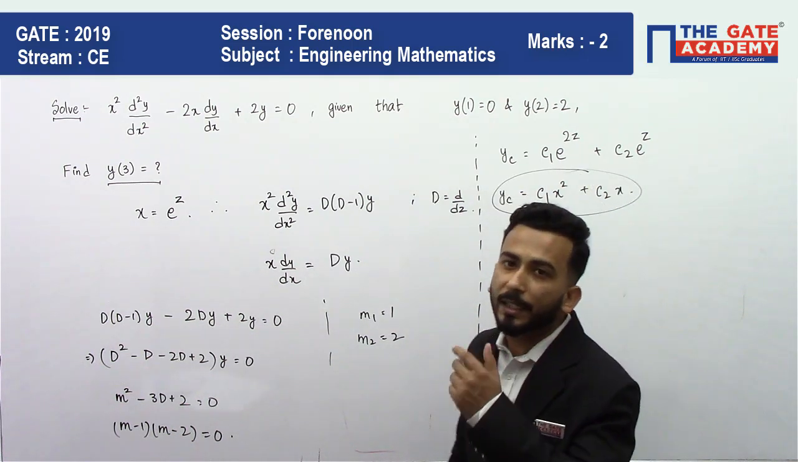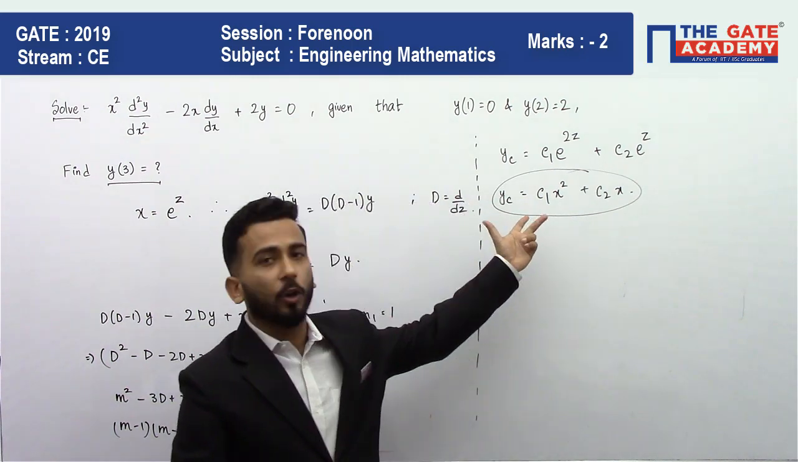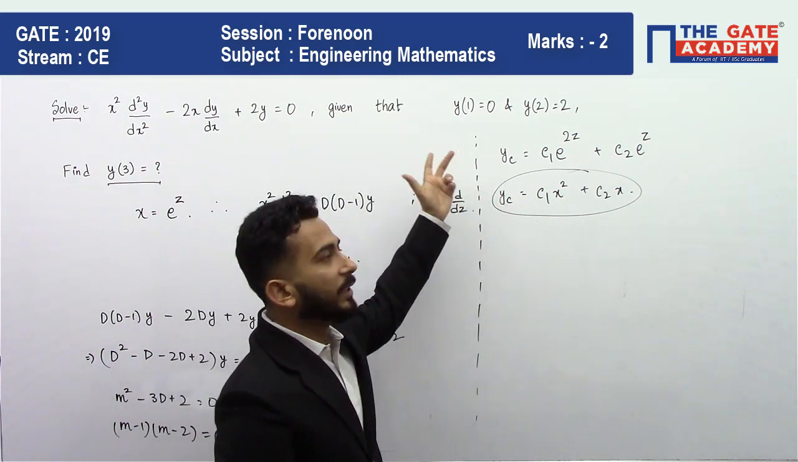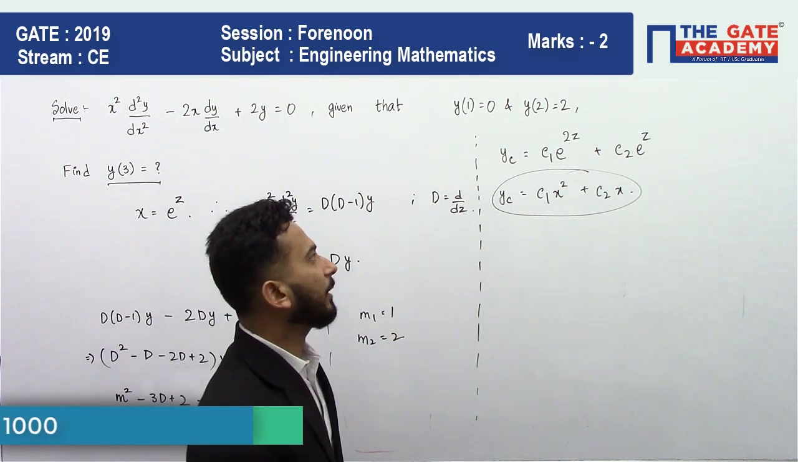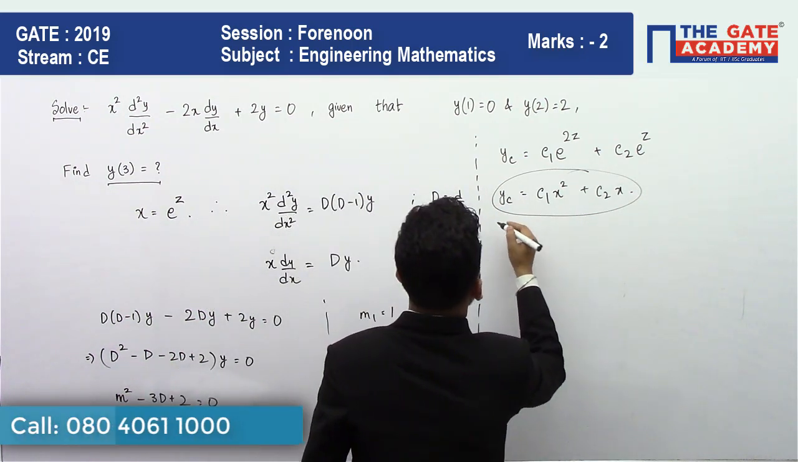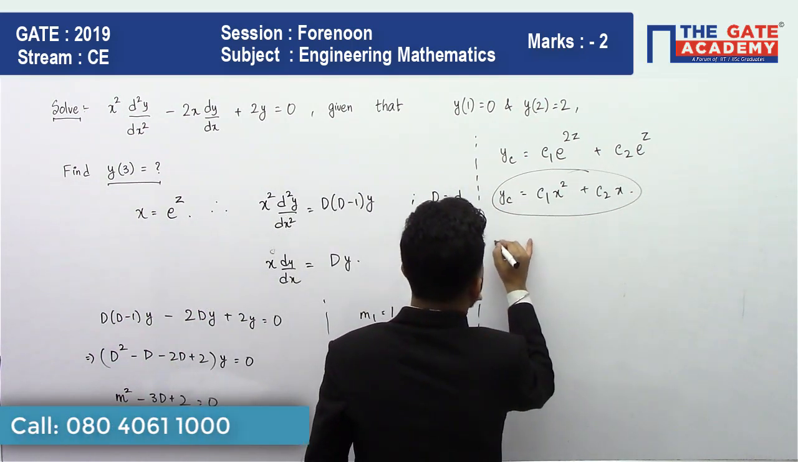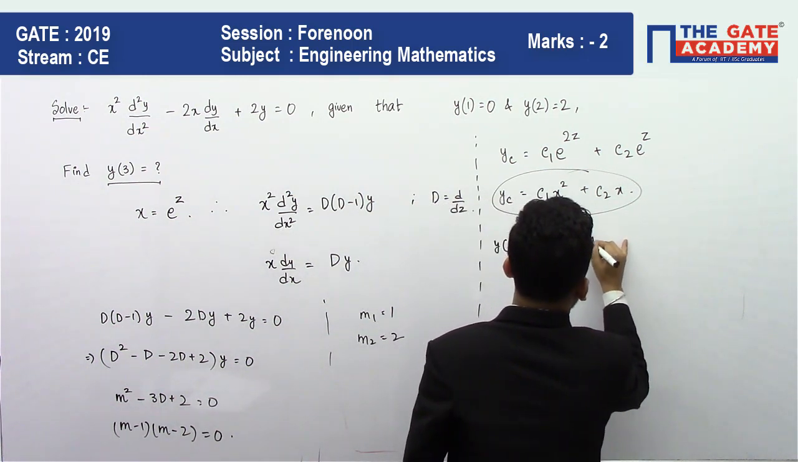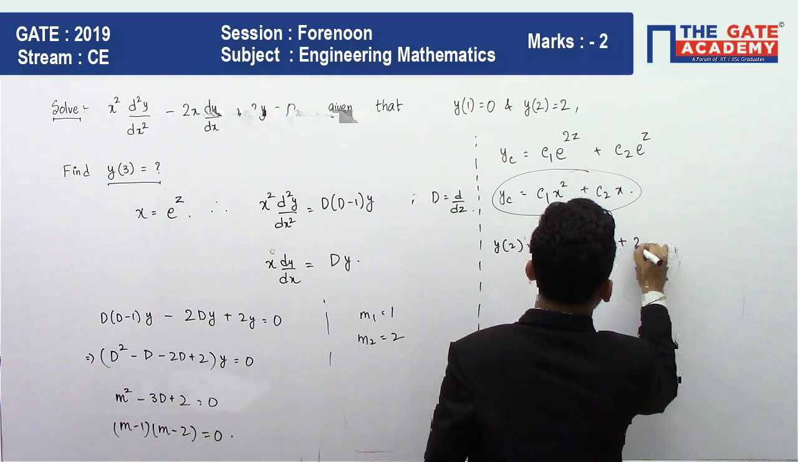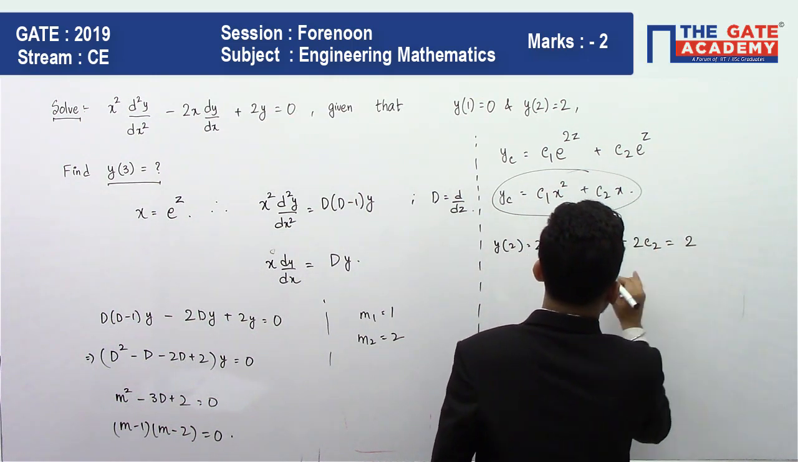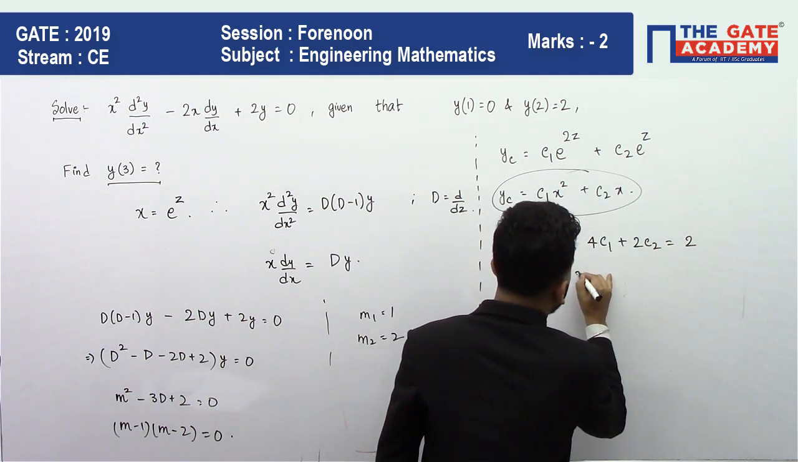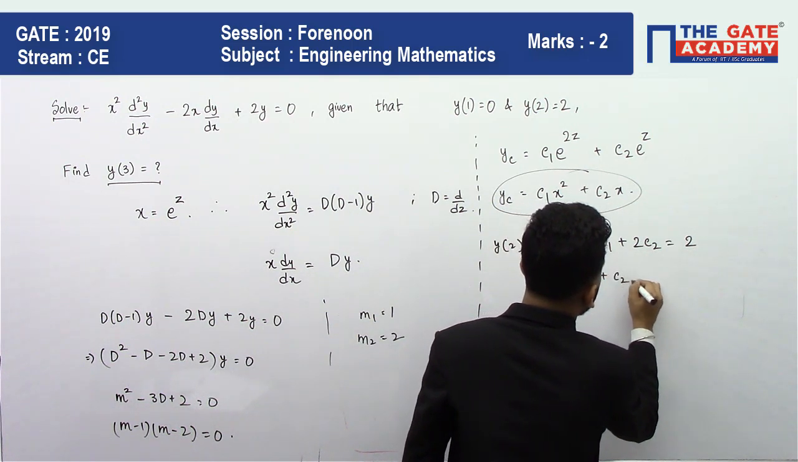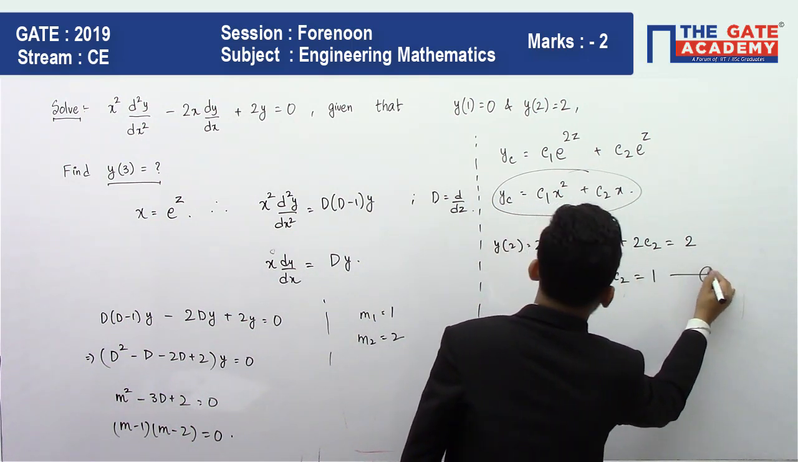Now two conditions are given to you and two constants are there. Using these two boundary conditions you need to find the values of c1 and c2. So let me put y(2) is equal to 2. So it will be 4c1 plus 2c2 is equal to 2. Taking 2 as common, 2c1 plus c2 is equal to 1. This becomes your first equation.